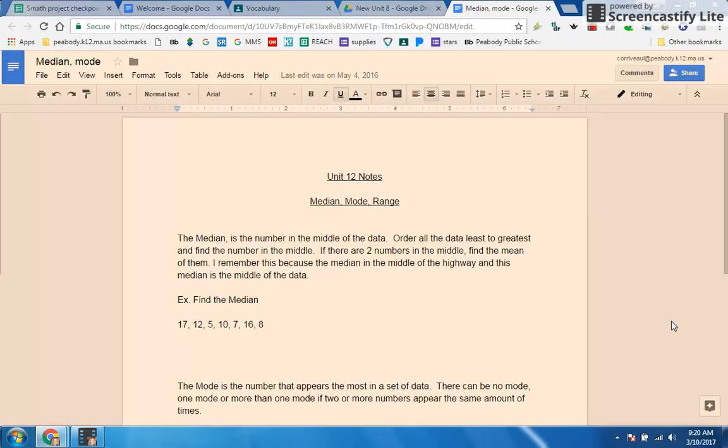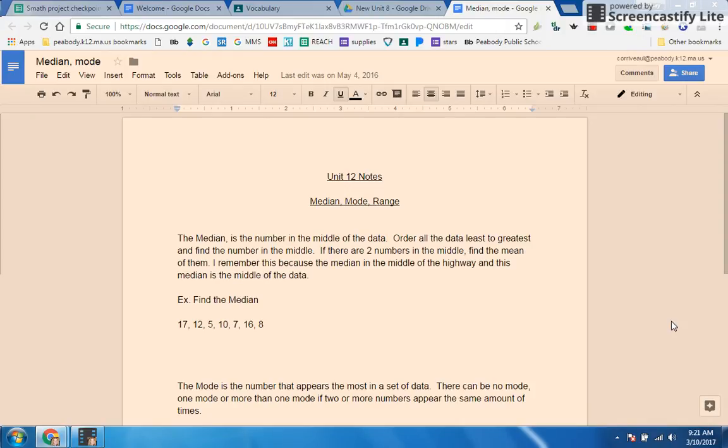So the median is the number in the middle of the data. A way that I remember this one is that when you're driving down the highway, like if you're on 95 and there's that big patch of grass that separates the northbound from the southbound on the highway, that's actually called the median, and it's in the middle of the highway. So that's how I remember that the median is in the middle.